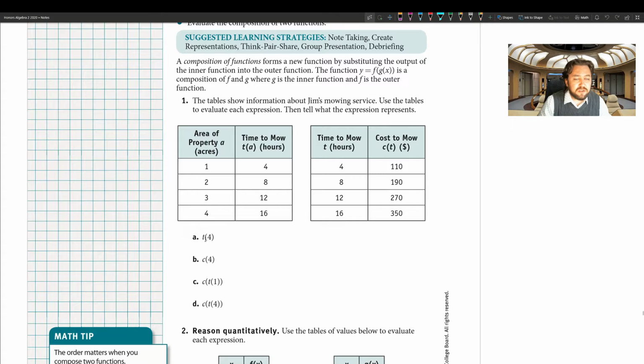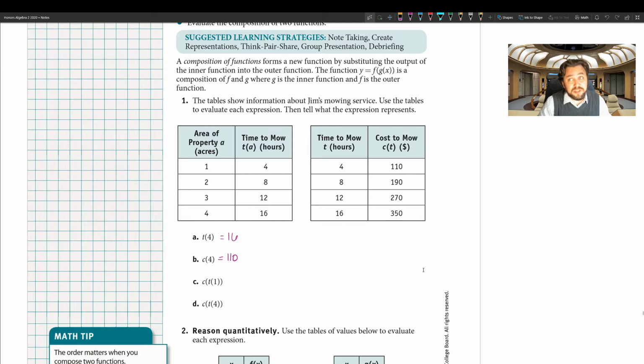So here it wants the solution for t of 4. Well, t is time to mo. T of 4 is 16. Easy enough. Read the table. If we move on to b, it says c of 4. That's cost to mo. So c of 4 is 110.